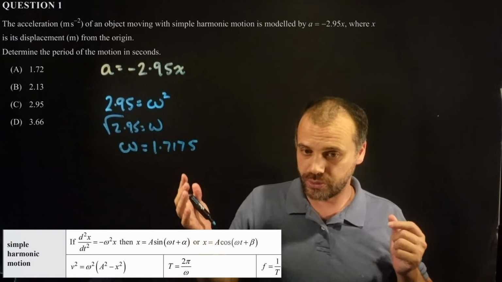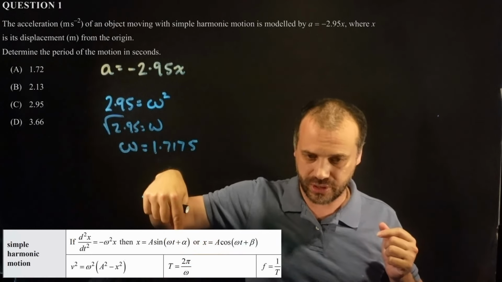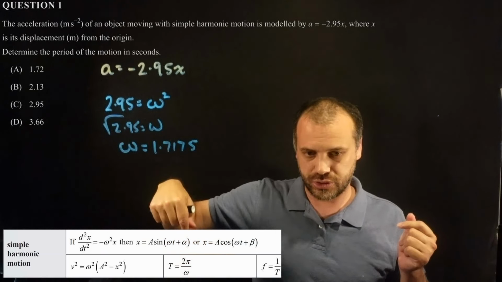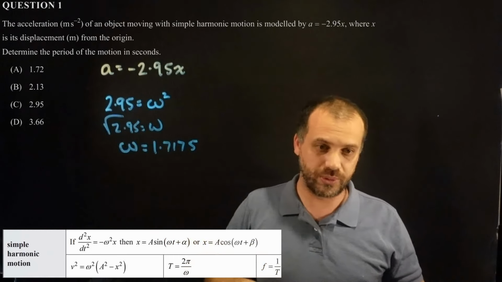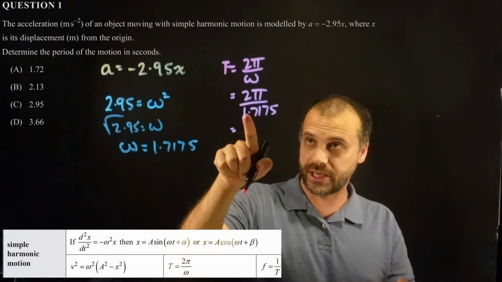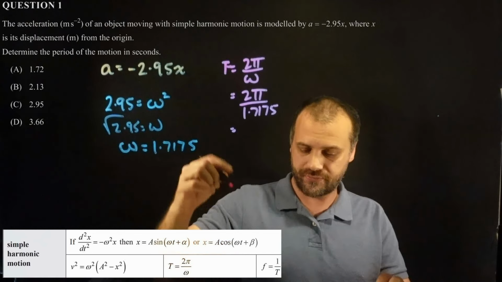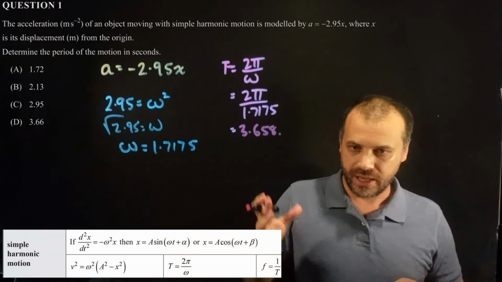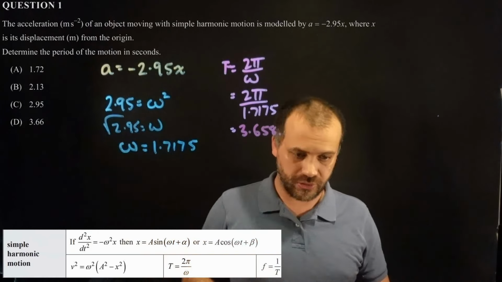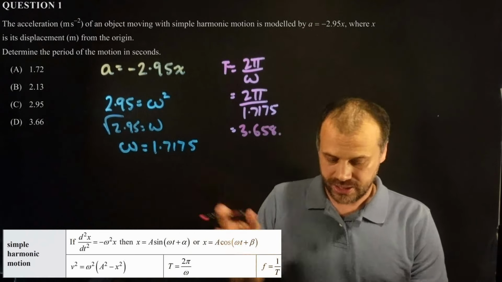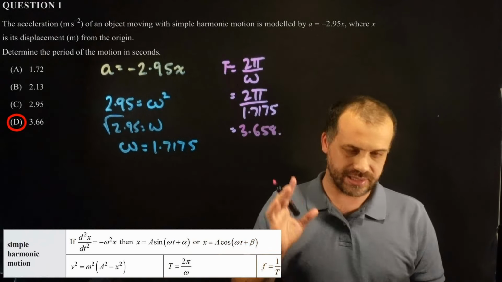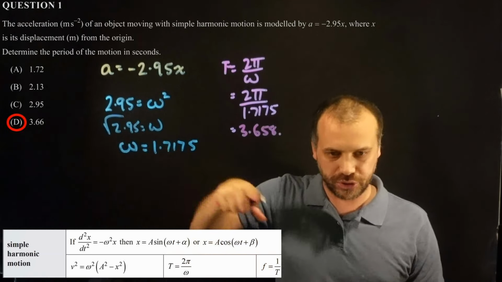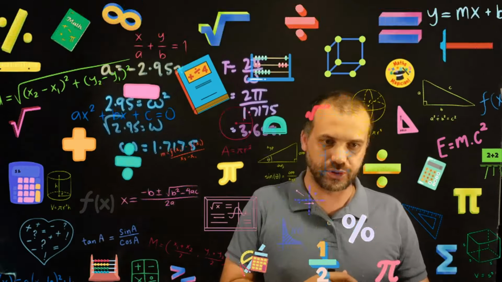Now, why would we want to know what gamma is? Because look down here further, we have T. T stands for period for some reason. T is equal to 2 pi over gamma, and the period is what we want to know. So when I type that into my calculator, 2 pi over 1.7175, I get 3.658, etc. And can I see a period of 3.658? Yes, I see 3.66, which is certainly close enough. There's our answer. Simple harmonic motion. These formulas are awesome. Learn them, do them, celebrate.